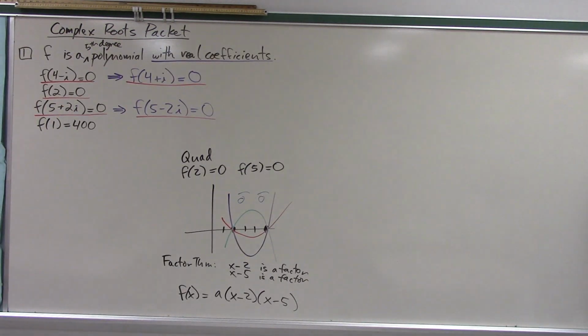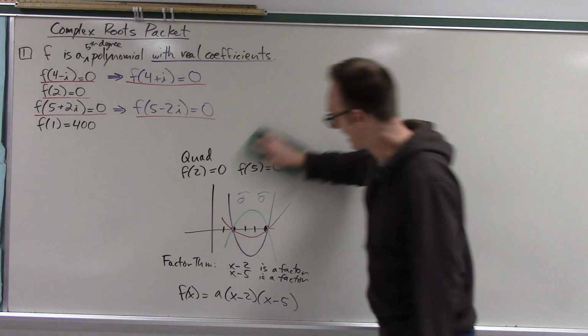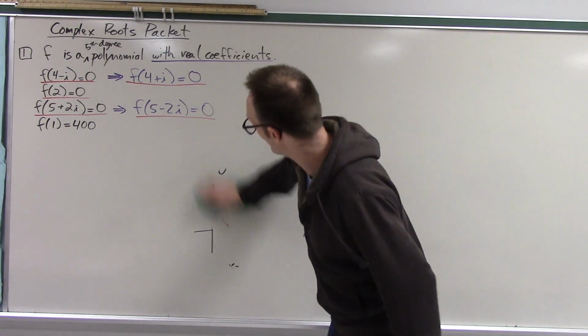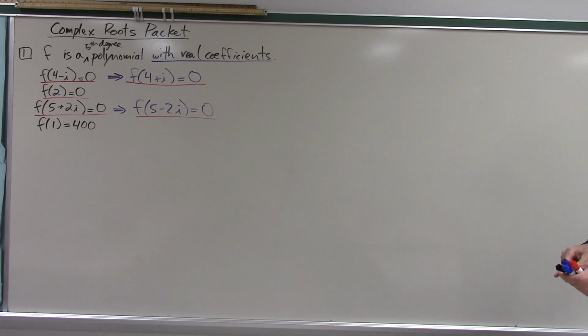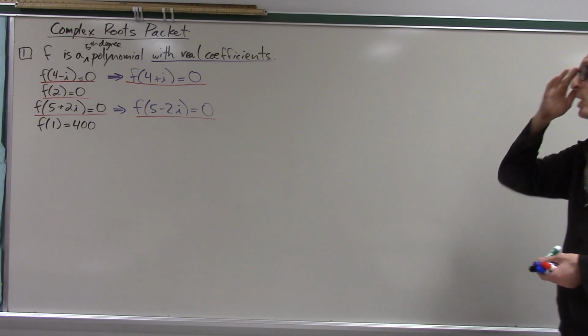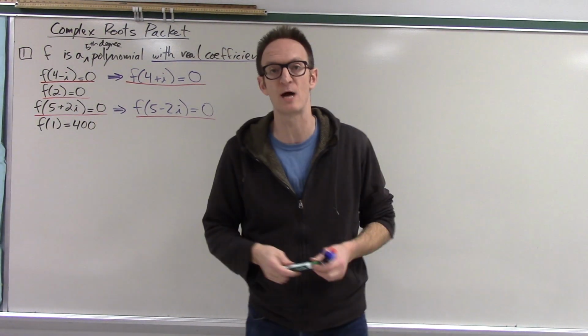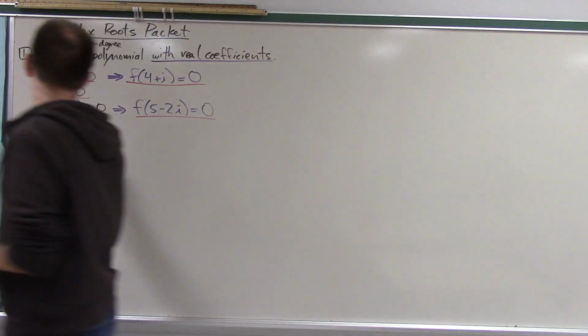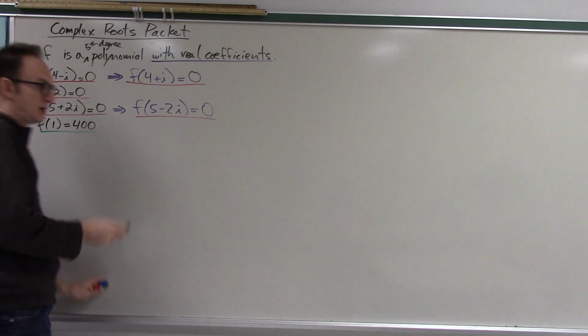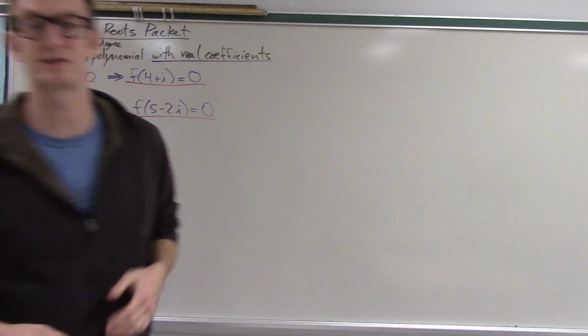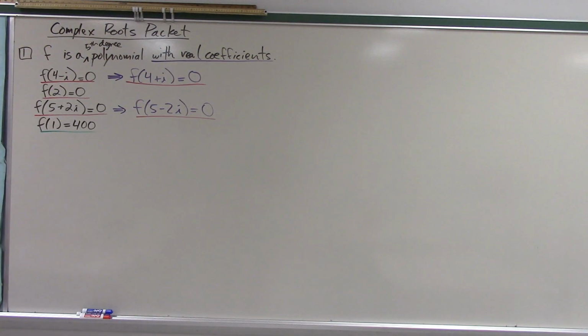Therefore, for this problem, I'll just erase this now. Since I'm given 5 of the roots, and it only has 5 roots, the only thing we really have to do is find out what that a is. And this is how this f of 1 equals 400 comes into play. Okay, without further ado, let's do it. Let's see how much space I'm going to have here. Sure, that's plenty of space.